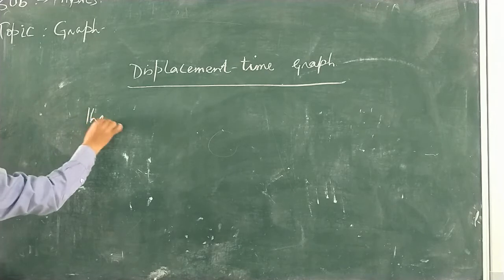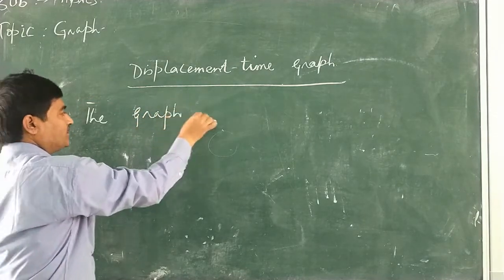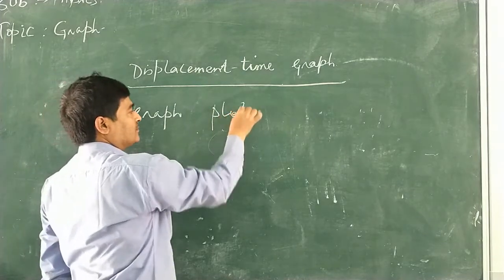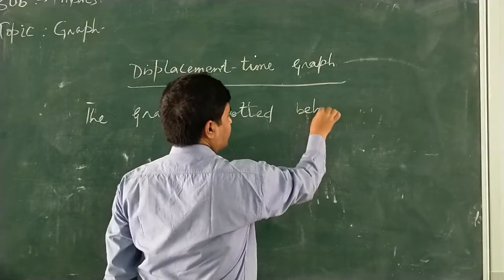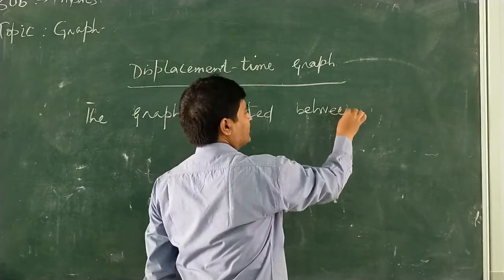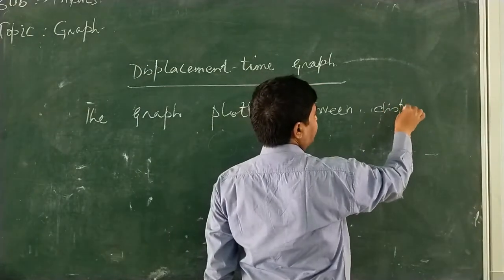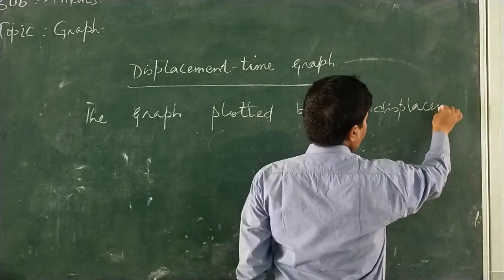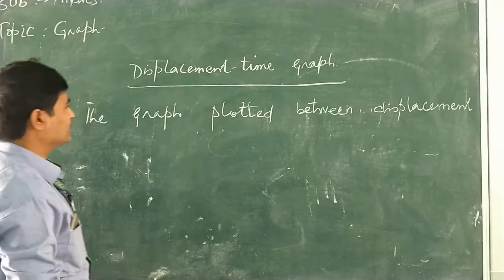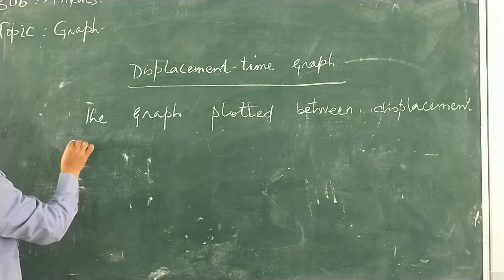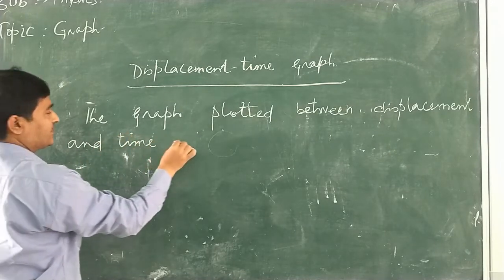The graph plotted between displacement or distance or position and time is called displacement time graph.